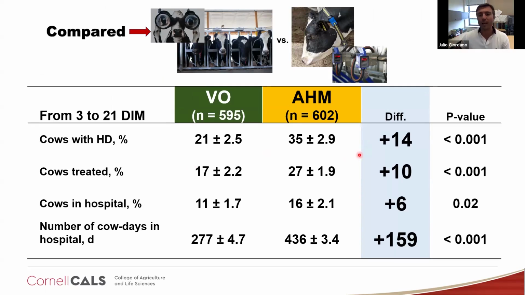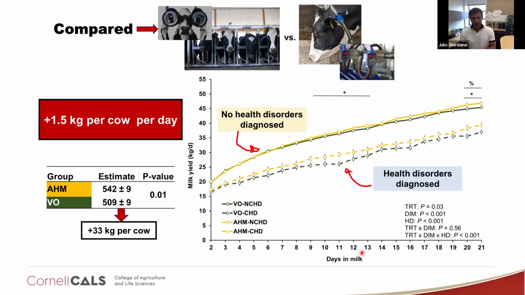So you check more cows, you run a clinical exam on more cows, it's very likely, and indeed here is the data for this trial, you're going to find more cows with health disorders. So we found 14 percentage points more cows diagnosed with health disorders. That led to a 10 percentage point difference in cows treated, always more for the automated group. You treat more cows, more go to the hospital. So a 6 percentage point difference in cows sent to the hospital, which increased the number of cow days in the hospital by almost 160 days for the automated group.